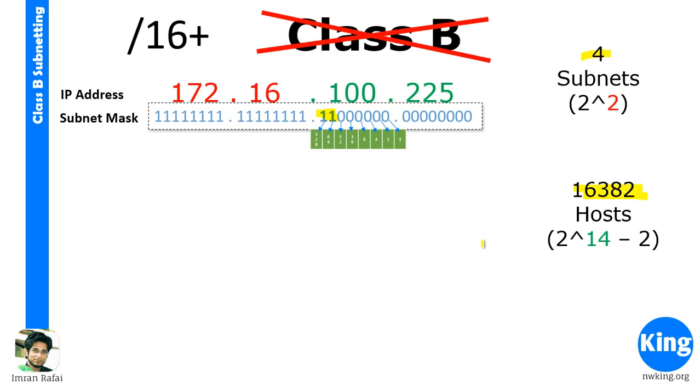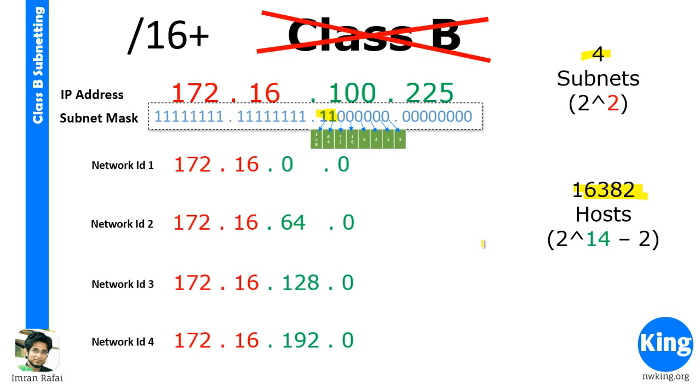How do we get the first network ID? Now this is something you should be doing like that. It should be second nature for you. First network ID is 172.16.0.0. Exactly right. How do we get the next or subsequent network IDs?